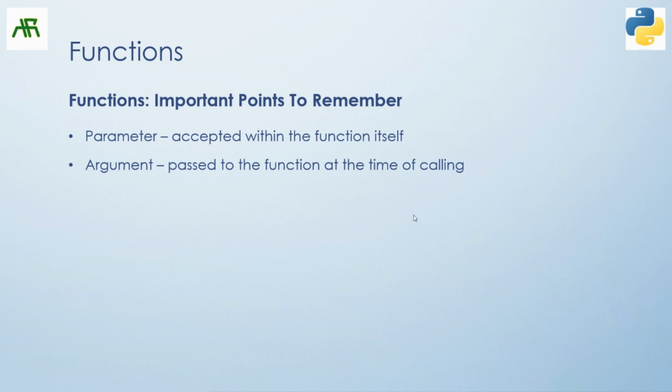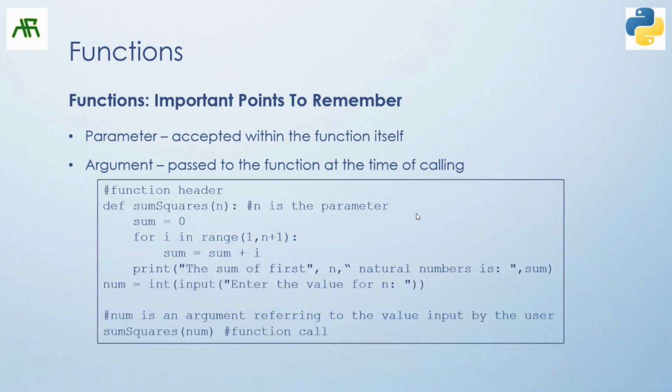An argument is passed to the function at the time of calling. The values for arguments are passed at the time of calling. Here is an example for argument usage. I'm defining a function to add all the natural numbers up to a given number by the user. So I'm defining sum squares of n. n is the parameter here. Sum equal to 0. I'm starting with the 0 value. For i in range from 1 to n plus 1. Remember the syntax for the range function: range, start, stop, and step values. Here the start is 1, stop value is n plus 1, and there is no step given.